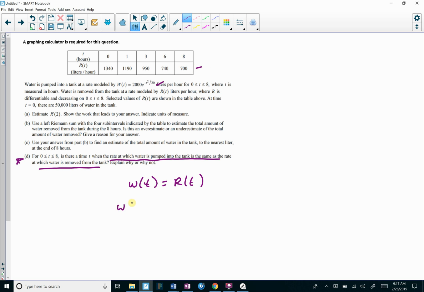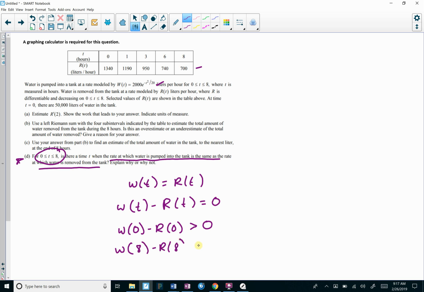So I'm going to take them over to one side. I'm going to subtract and set that equal to 0. And I'm actually going to apply the IVT, and a lot of people don't see to do that. We're on the interval 0 to 8. So I'm going to plug in my endpoint of 0. Use my calculator, plug that in. Okay, I get a positive number. Plug in 8. Plug that in, I get a negative number.